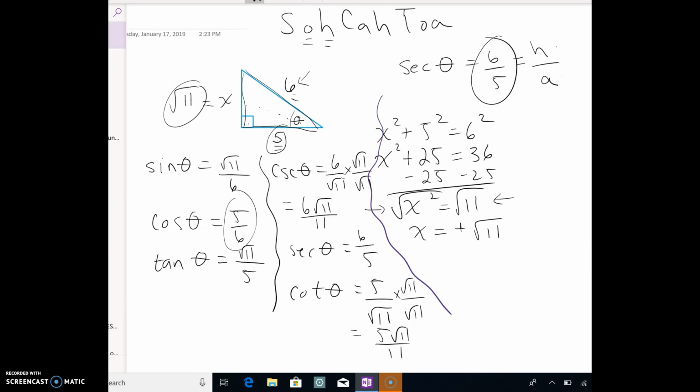And here are our 6 trigonometric ratios, 1, 2, 3, 4, 5, 6, based on these initial conditions.